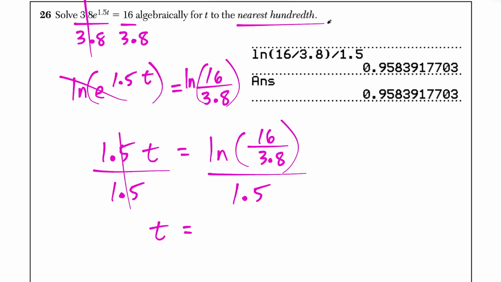So we're rounding to the nearest hundredth. We're going to say t equals, and in the hundredths place, we have a 5. To the right is an 8. So we're rounding up to 0.96. And here's our solution to question 26.